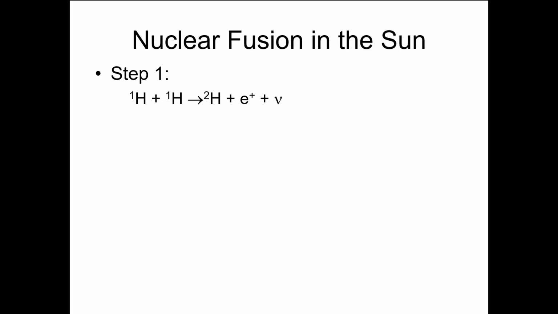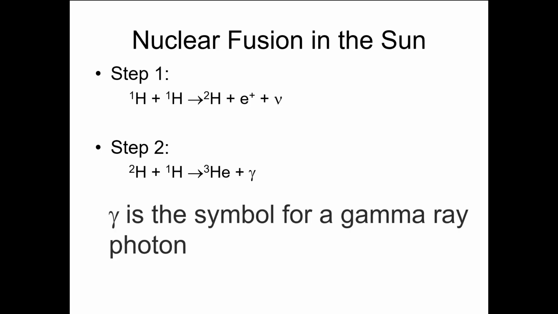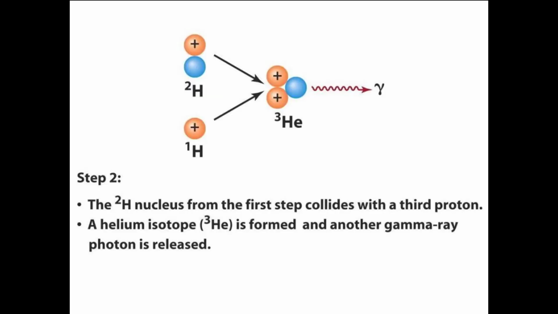Let's take a look at step 2. In this step, the hydrogen 2 nucleus from step 1 is smacked into by another proton, and a helium 3 nucleus forms. Energy is released in this fusion, carried away by a gamma ray photon. And here's the cartoon version of step 2. You can see the hydrogen 2 nucleus with a neutron and a proton smacks into another proton, and this time nothing weird happens. You just have a gamma ray photon carrying energy away. And the wiggly red arrow is supposed to represent the gamma ray photon.